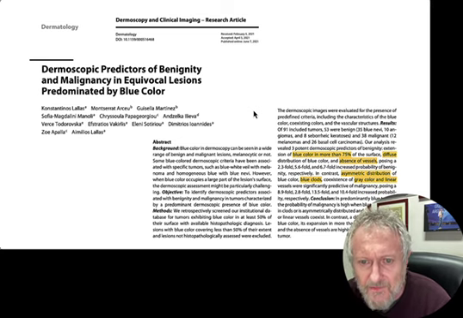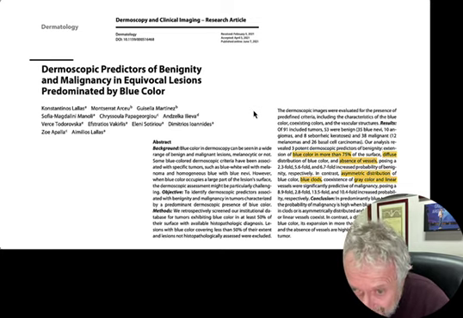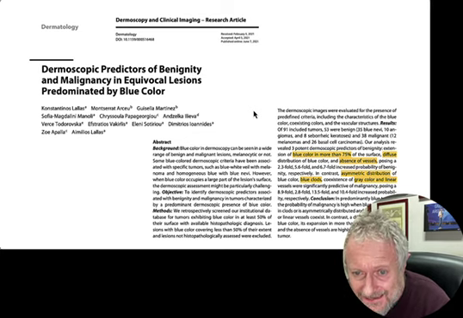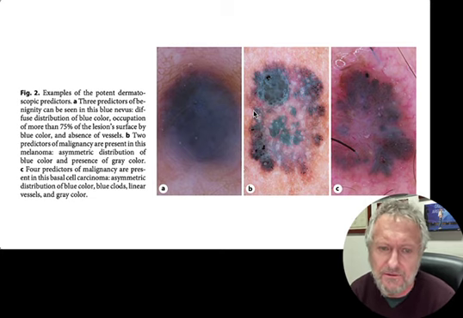They found out that there are three potent dermoscopic predictors of benign lesions, which are the extension of the blue color in more than 75% of the surface, the presence of diffuse distribution of blue color, and the absence of vessels. Okay. In contrast, there are three predictors of malignancy in the context of bluish lesions, which are asymmetric distribution of blue color, the presence of blue clots, and the coexistence of gray color and linear vessels. Okay, so this is also something which we should take into consideration.